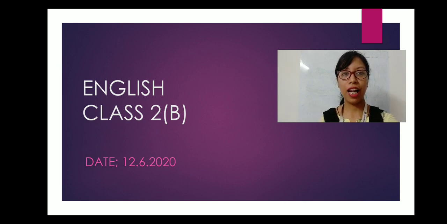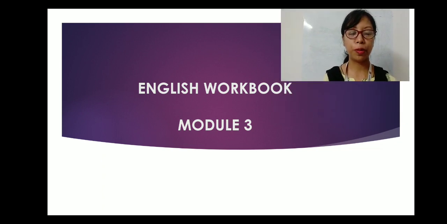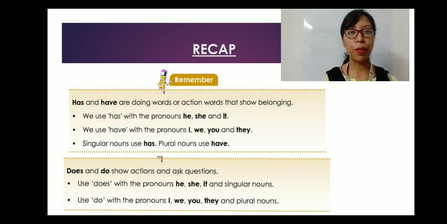So as you know, we have been doing module 3 from the English workbook, right? Let's do a quick recap of what we did in our previous class. We discussed has and have and does and do. Has and have are doing words or action words that show belonging. We use has with the pronouns he, she and it. We use have with the pronouns I, we, you and they. Singular nouns use has and plural nouns use have.